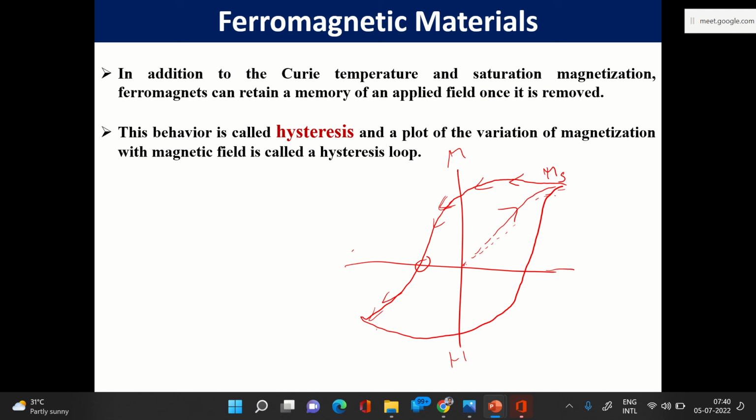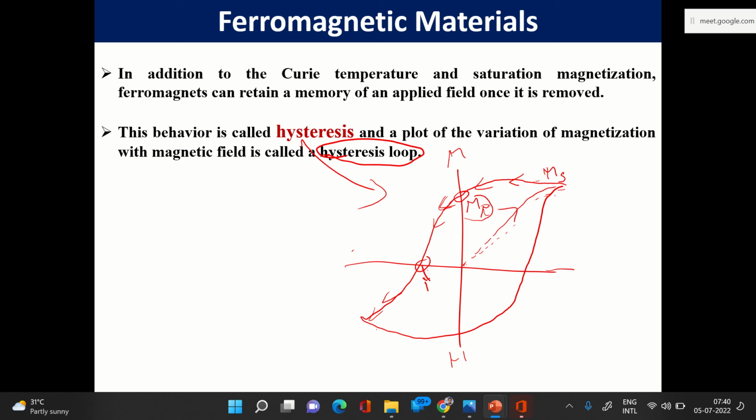We say that it remembers what has happened to it. When you remove the field, this was the maximum saturation magnetization, and this is the MR, the remnant magnetization that remains even after the external field is removed. You still have some substantial value of magnetization remaining. So that is what we mean by hysteresis, this M versus H loop that you get, and we call it the hysteresis loop.